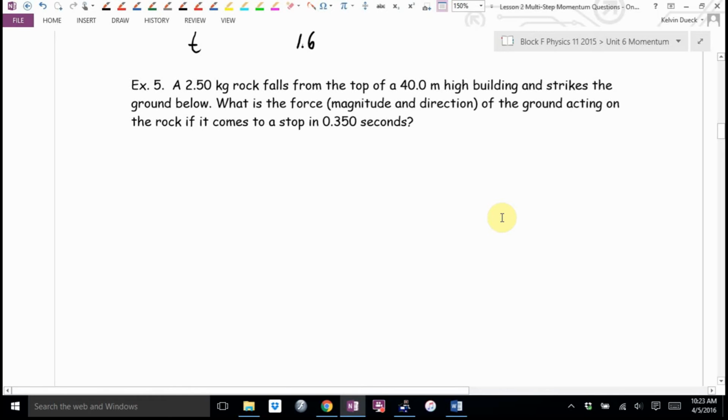Example 5. What does example 5 want me to find? Did they also give me a time? Yes. Let's see if we can solve this using impulse equals impulse. Let's go, impulse equals impulse. Are any of these 0? Well, when we drop a rock, what did we say we can always assume if we're dropping a rock?